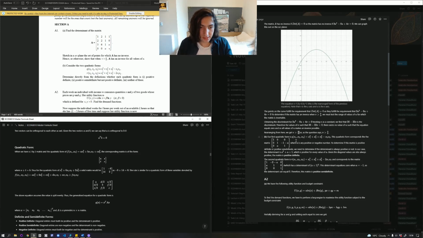So doing this, you can calculate the determinant from it, which is a squared plus a plus 1, which gives you a positive value for every value of a, which is good. So given that we always have a positive determinant, and we always have positive values on the diagonal as well, we have a positive definite matrix.